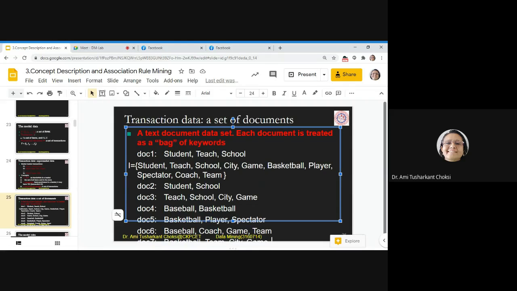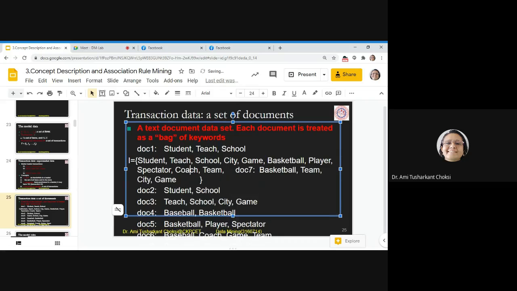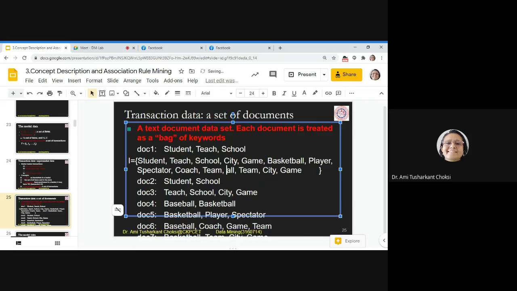What about the last item? Let us put it here and then check it out whether it is having the unique items or not. Fine. Basketball was already considered, so let us remove it. Team, yes, it is there. City is always, yes, it is already considered. And game, that is also already considered. Fine. So we can say this is our item set. Fine. This is our item set.